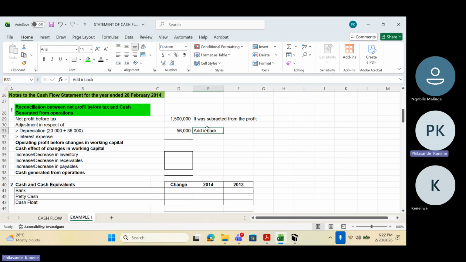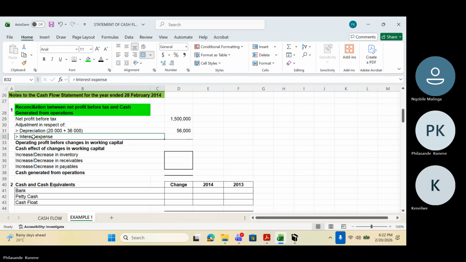That's why I'm adding depreciation back, because it is one of the non-cash items that was deducted in the net profit before tax in the income statement, which was correct. But for the purpose of the cash flow statement, we don't have to exclude that. Interest expense. Remove interest expense. It was subtracted here, but what do we need to do now? I need to add it back.